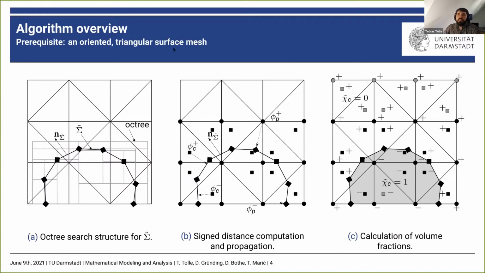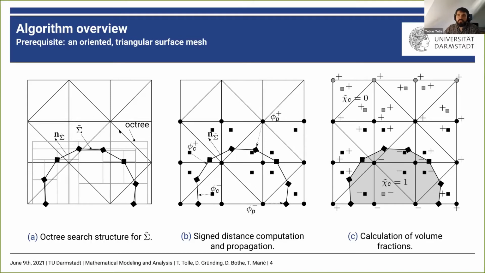The input required for this method, which is important, is that the surface is oriented, meaning that the normals consistently point to one side of the surface. And here in an overview, we see the three, so to say, fundamental steps of the method. We first need to establish an efficient search structure. This is done with an octree.